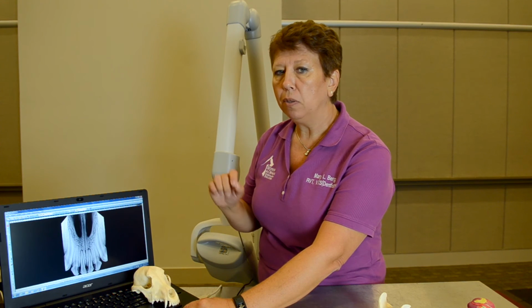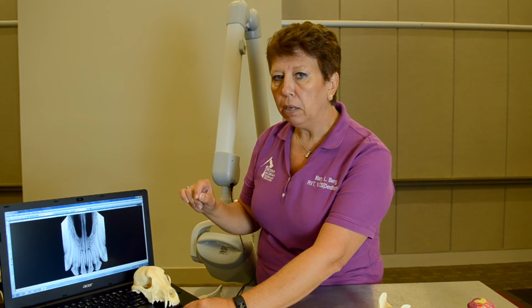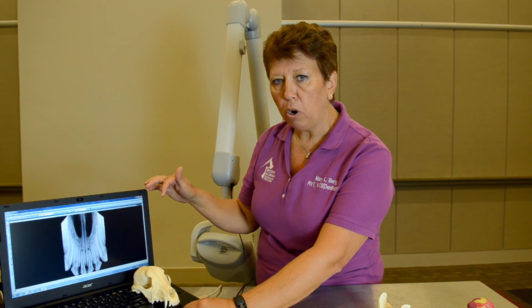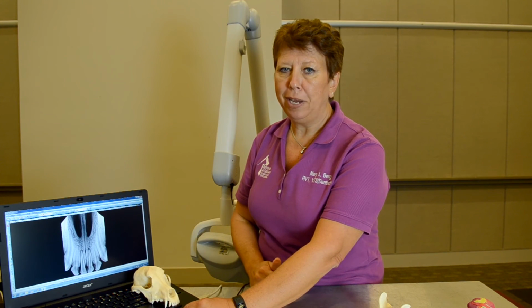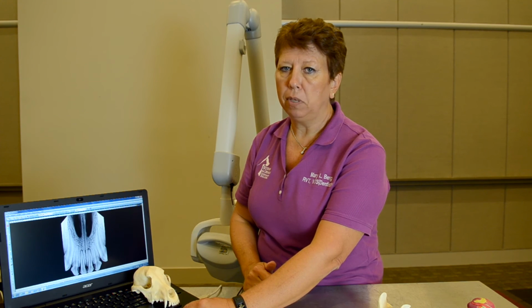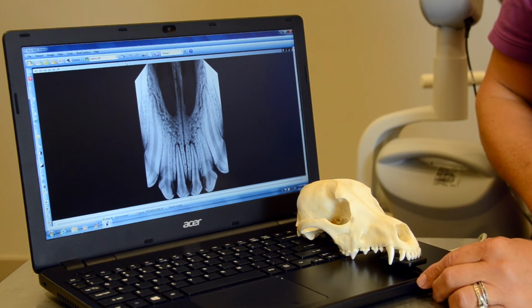Another way to do that is to take a little piece of metal, like a paper clip or a periodontal probe, and put it on your sensor before you take the x-ray, but always put it on the same side, and that will show up on your x-rays.